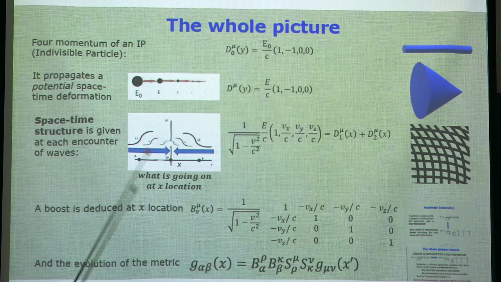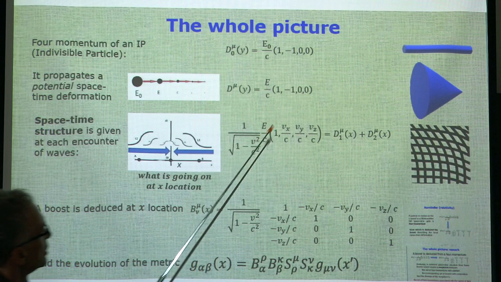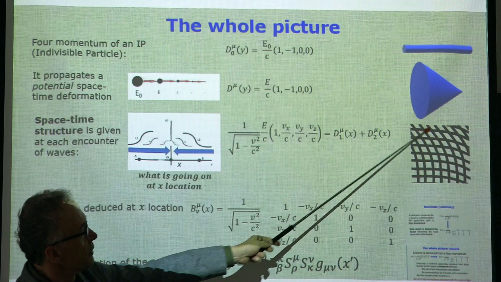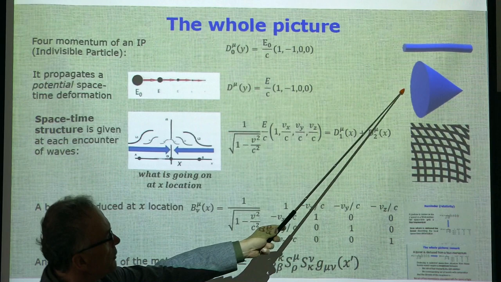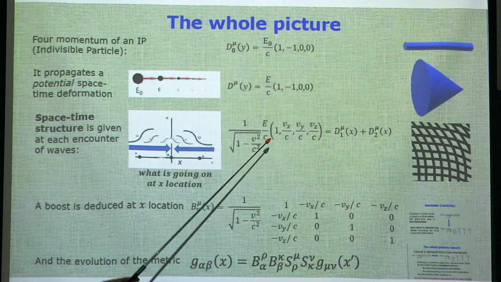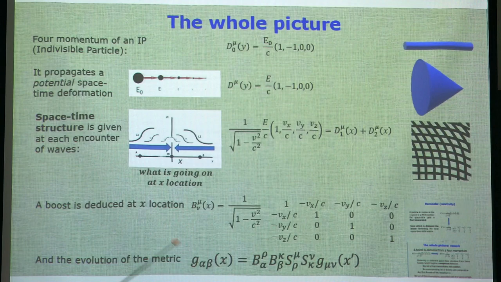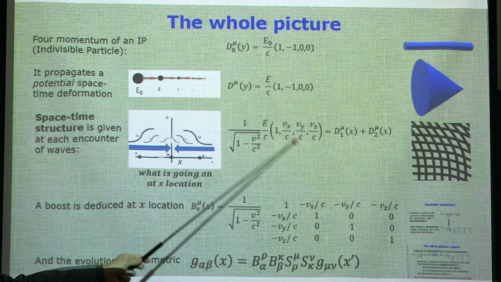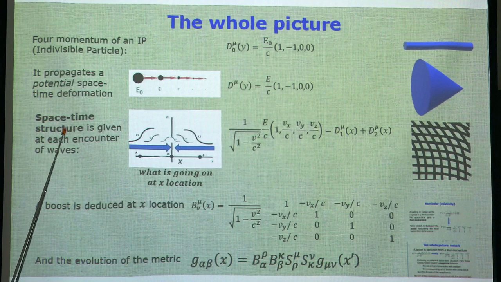And then what do we get finally? In space-time, we get finally the encounter of such cones in space, which is a grid like this, and we have to calculate each of these intersections of cones. You have to calculate the addition of the four momentum coming from two cones. Then you get another four momentum, except that this one is not at the speed of light anymore. So that's what is going on at the X location. Now from the four momentum, you deduce a boost, which describes the space-time structure.